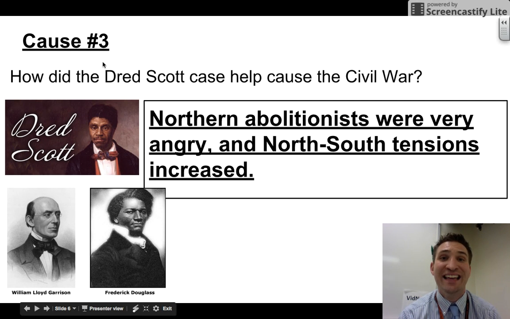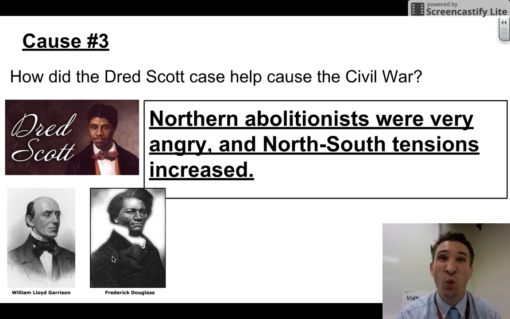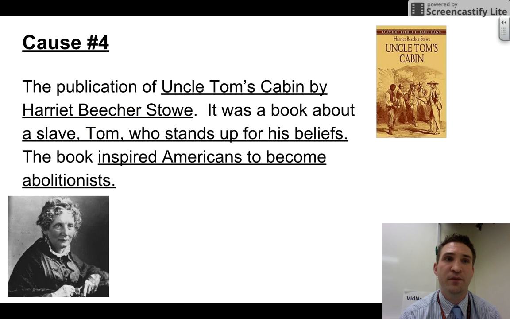How did the Dred Scott case help cause the Civil War? Well, Northern abolitionists were very angry at this decision, and North-South tensions increased. These men and others were furious that this court case said a black is not a citizen.